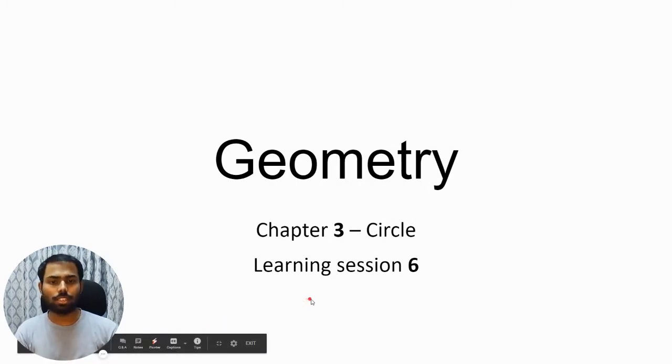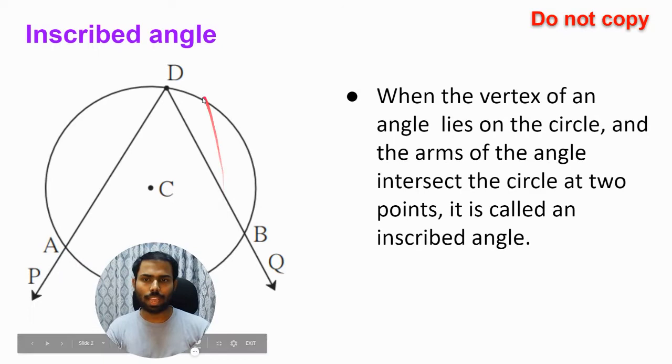In the last learning session, we had learnt about inscribed angle, right? What is an inscribed angle? When the vertex of the angle is on the circle and the two arms of the angle intersect the circle at two different points. Point number 1 here and point number 2. So this is an inscribed angle. वर्टेक्स circle पे और वो जो दो arms है वो दो अलग अलग point पे circle को meet कर रहा है, okay, और intersect कर रहा है.